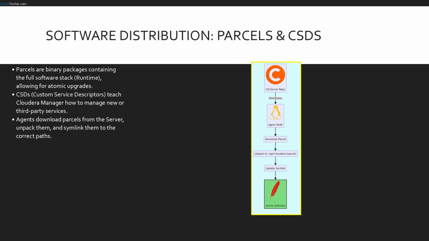Additionally, if you need to run a service that isn't native to the platform, you use custom service descriptors, or CSD. A CSD file tells the CM server how to configure, start, and stop a new service type, extending the platform's capabilities. This diagram tracks the lifecycle of a parcel.